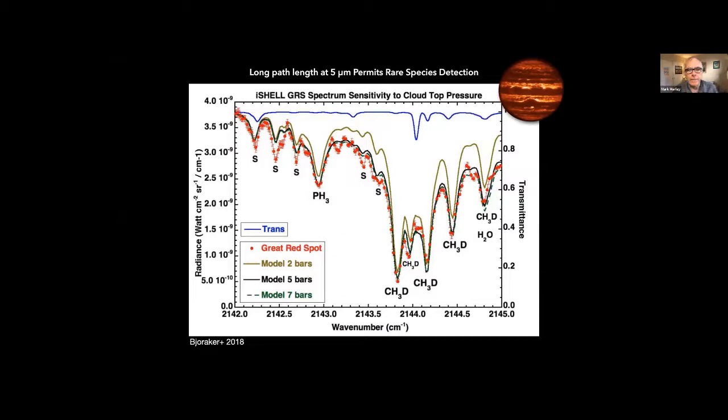And here is a plot from one of his papers showing the observed Jupiter emission in the red dots, along with a lot of spectral features labeled. The S's are solar features, but you see phosphine, CH3D. But here at Jupiter, he's modeling this with purely thermal emission. This is Jupiter radiating away to space and no solar reflected contribution.